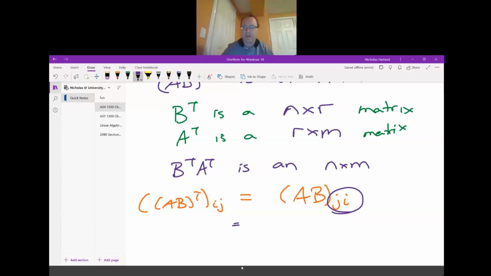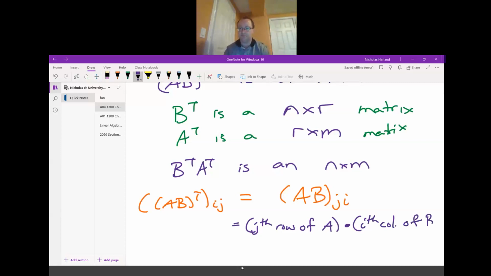Right. We take the jth row of A times the ith column of B. So the jth row of A gets multiplied by the ith column of B, and you can do the whole entries thing, although I'll leave it right here. We take the jth row of A and multiply it by the ith column of B.